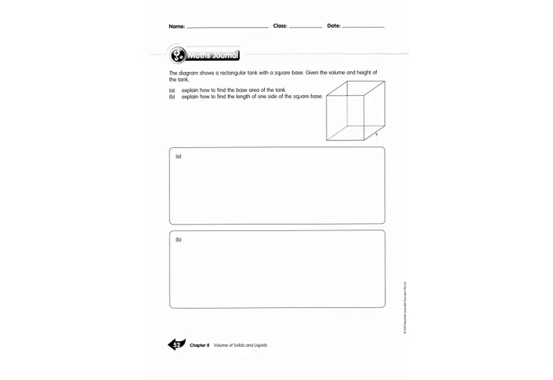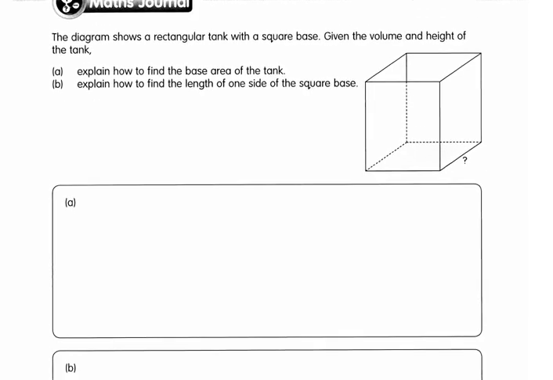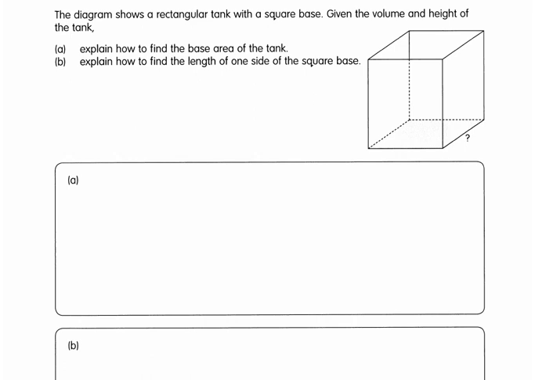The diagram shows a rectangular tank with a square base. Given the volume and height of the tank, explain how you will find the base area of the tank. I think you know how to find the base area, right? Base area equals volume divided by height. Do you all agree? Okay, we have done it. So remember, Jing Kai, it's called base area. Don't give me some other terms.